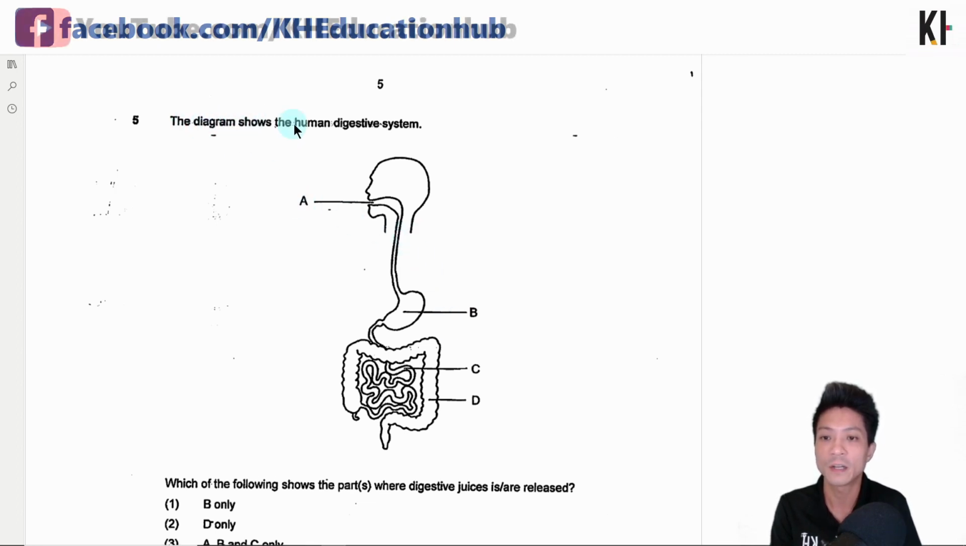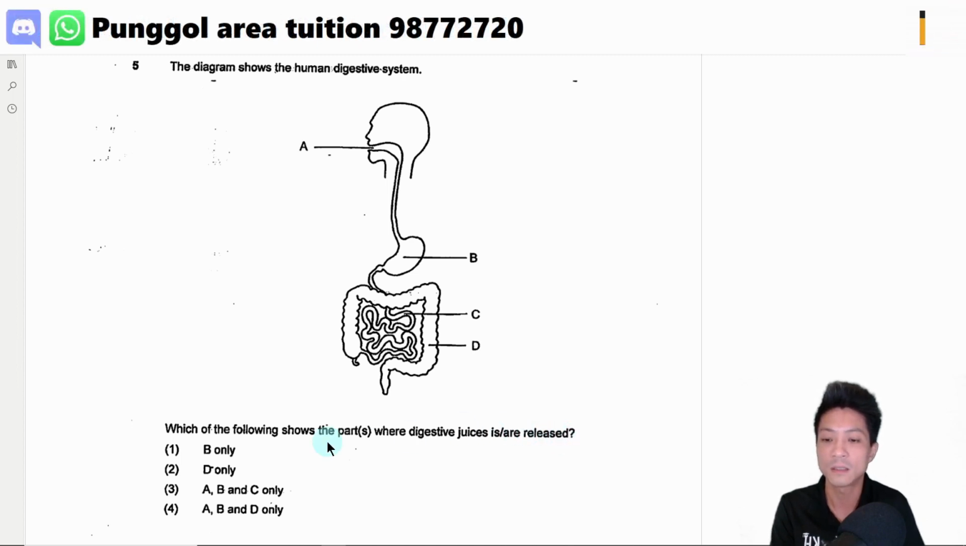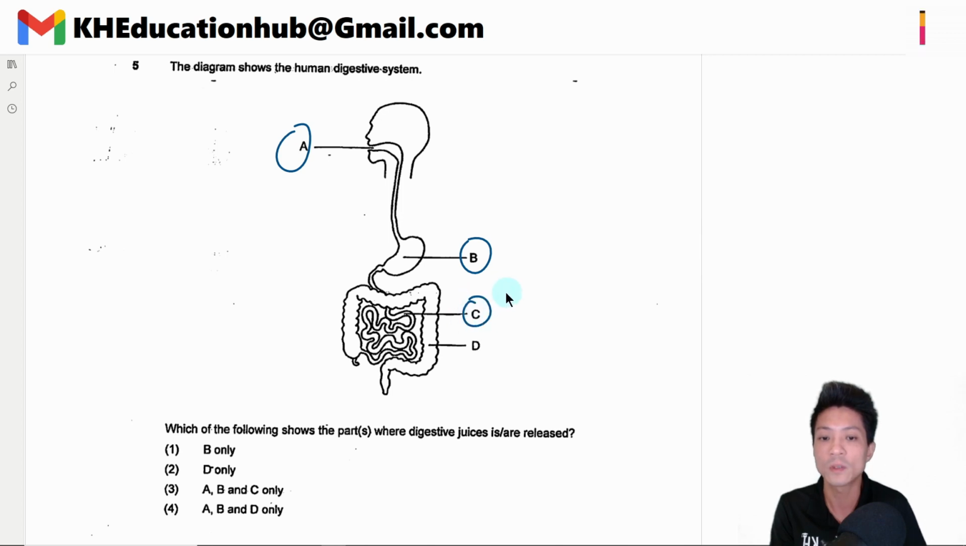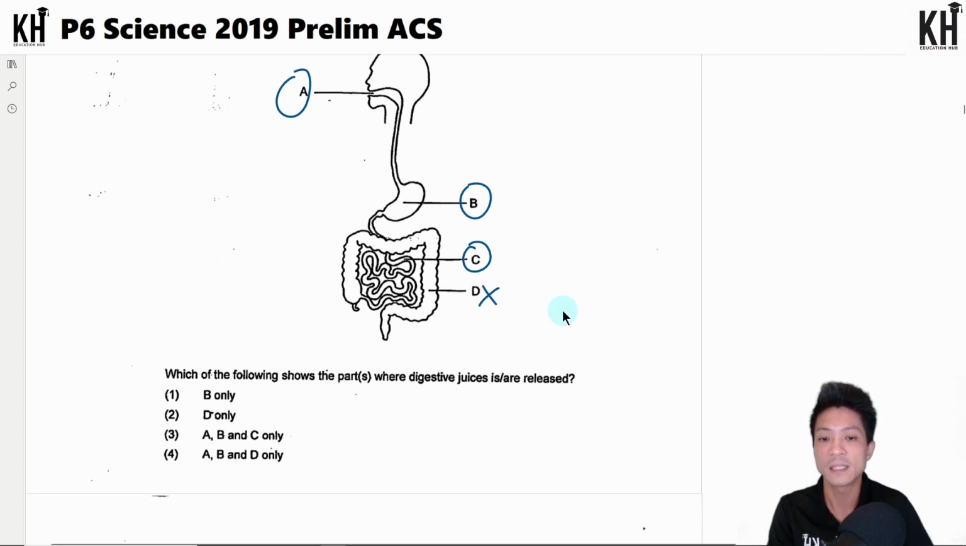Question 5. The diagram shows the human digestive system. Which of the following shows the parts where digestive juices are released? We know that for part A, there is the saliva, right? For part B, there is the gastric juice, and in the small intestine itself, there are also digestive juices being released into it. Only D does not have. So the answer should be A, B, and C, which is number 3.